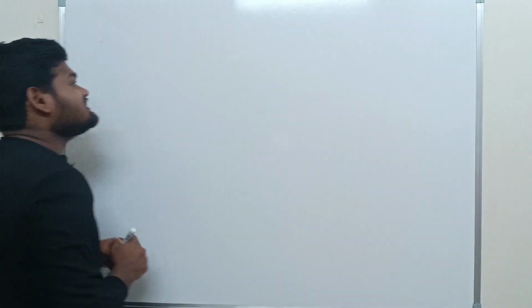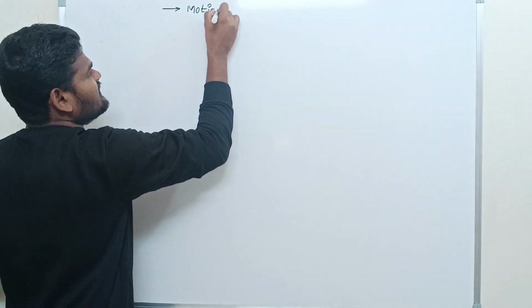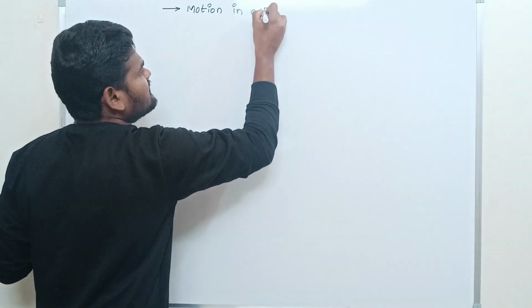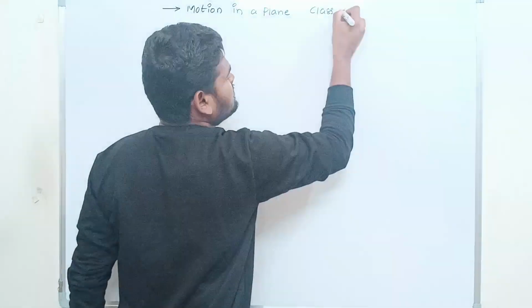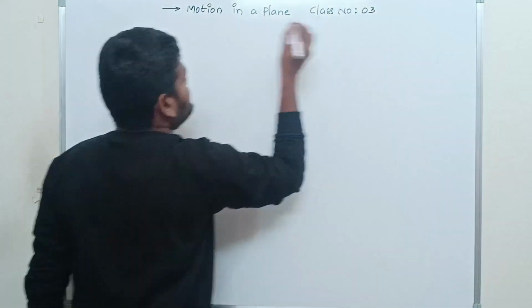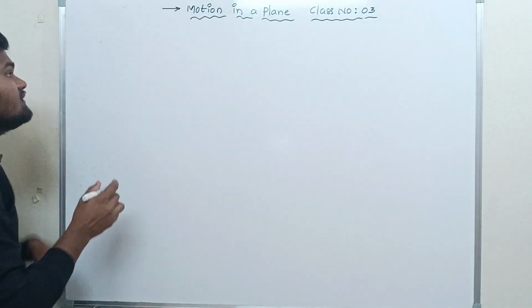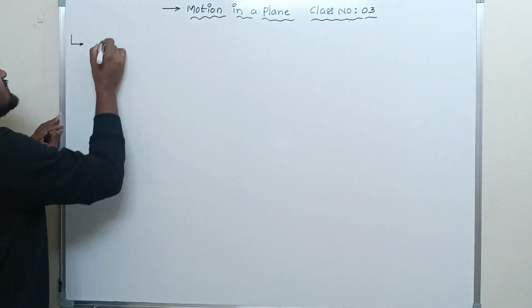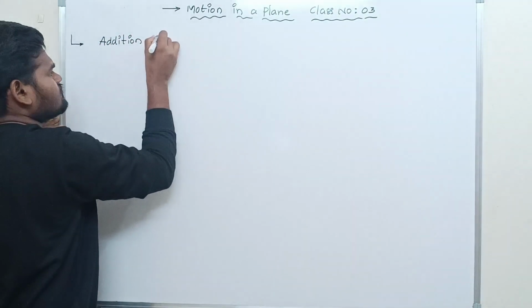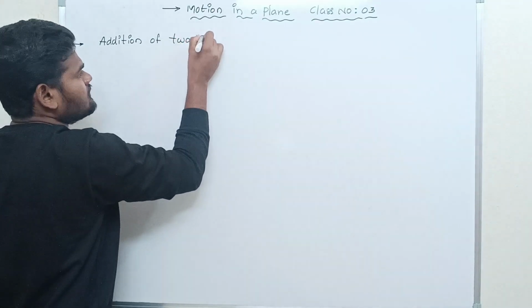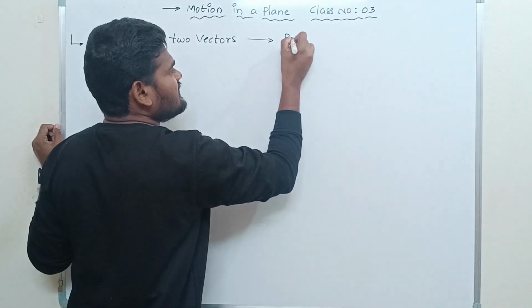What is the chapter going on? Motion in a plane. What is the class number? This is class number 03. What is the topic today? Today's topic is addition of two vectors, and this is part one of the lecture.